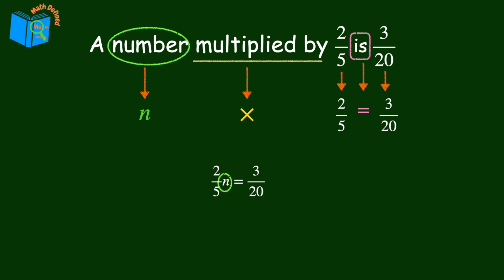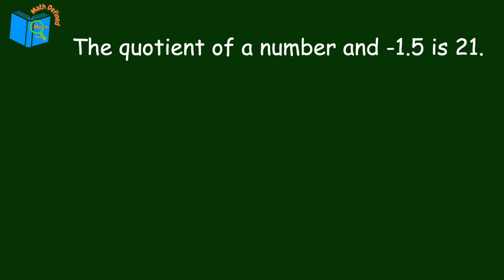To solve for n, we multiply both sides by the reciprocal of 2/5, which is 5/2. On the left side, the fractions cancel out, leaving n. On the right side, we can simplify before multiplying by cross-canceling 5 and 20, since they share a factor of 5. Now multiplying the numerators, 3 times 1 is 3, and then the denominators, 4 times 2 is 8. So n equals 3/8.